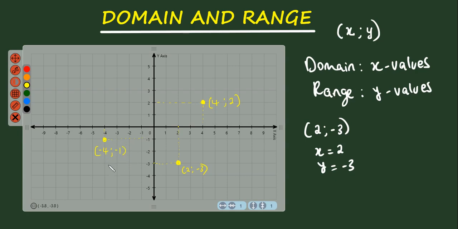Okay, so this is how we get it. So remember, this is the x value, this is the y value. This is the x value, this is the y value.